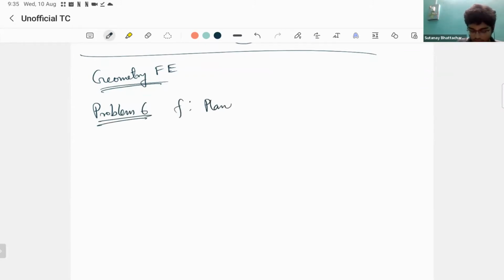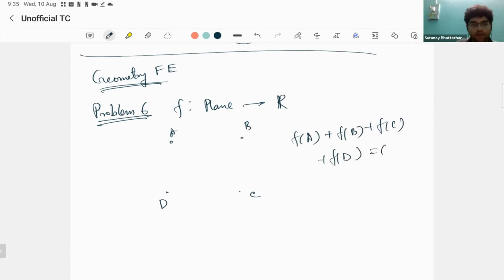So we have a function from the plane. So we are associating every point on the plane to some real number, such that whenever we have a square ABCD on the plane, the sum of values at its vertices is 0. We have to show that the function is zero on all points in P.